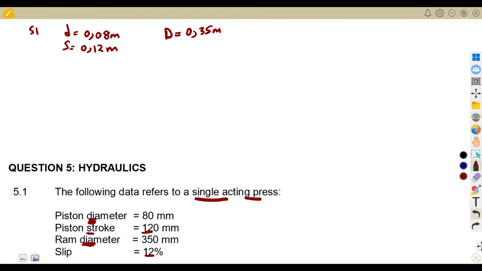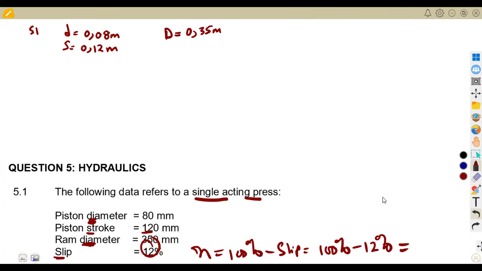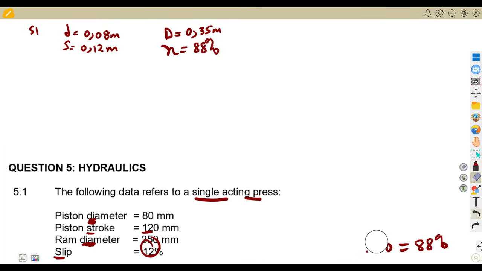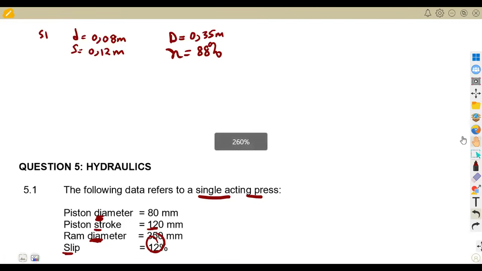And also the slip. Remember, from the slip, what we obtain is the efficiency. Efficiency is 100% minus the slip percentage, meaning we are going to subtract 12% from 100% in order to obtain the efficiency, and that is 88% efficient. So here we are given the efficiency of 88%.